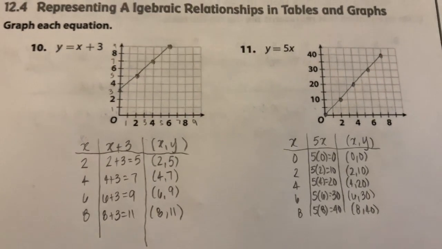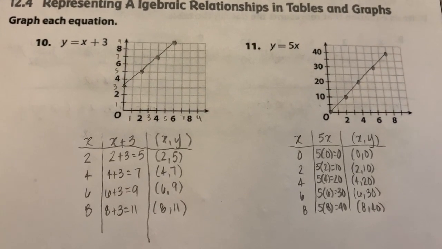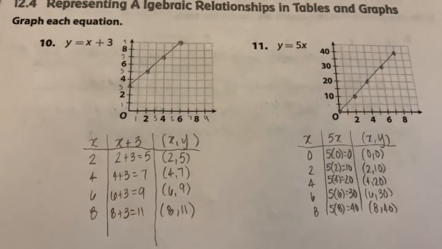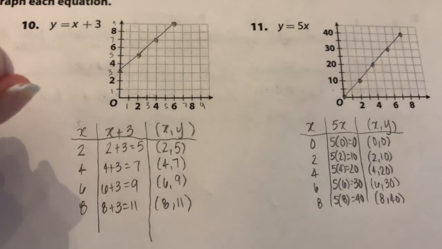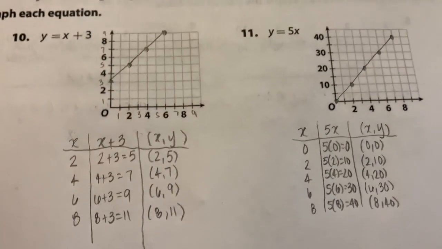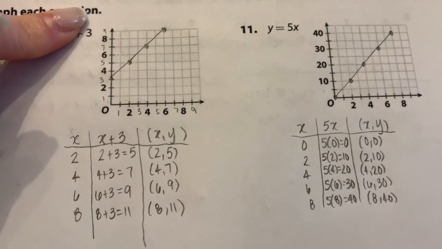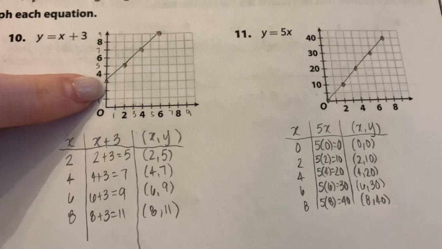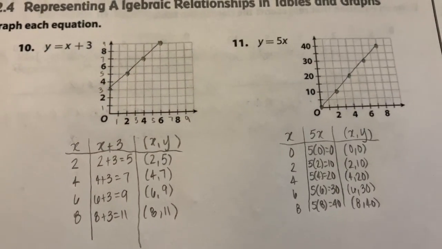Okie dokie. So for the first equation, y equals x plus 3, I started with 2, 4, 6, 8. I ended up including the 0 because once we got to the 8, we realized that the y value was too high up on the graph. So we couldn't plot that point. So I decided, you could have left it just 3, but I decided to include the 0.